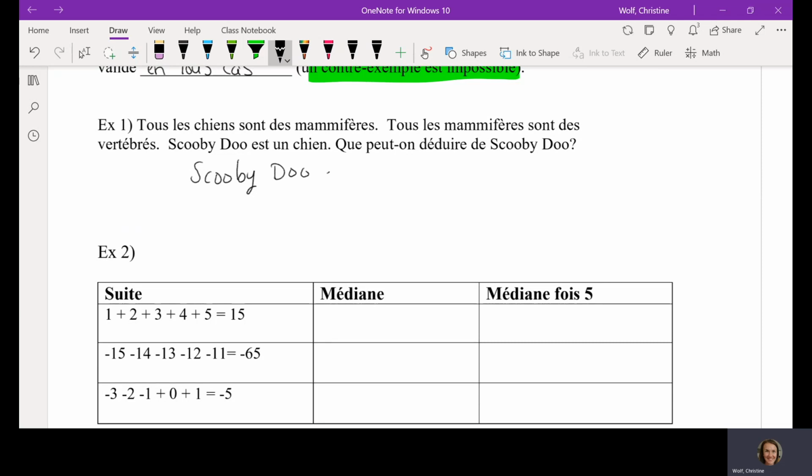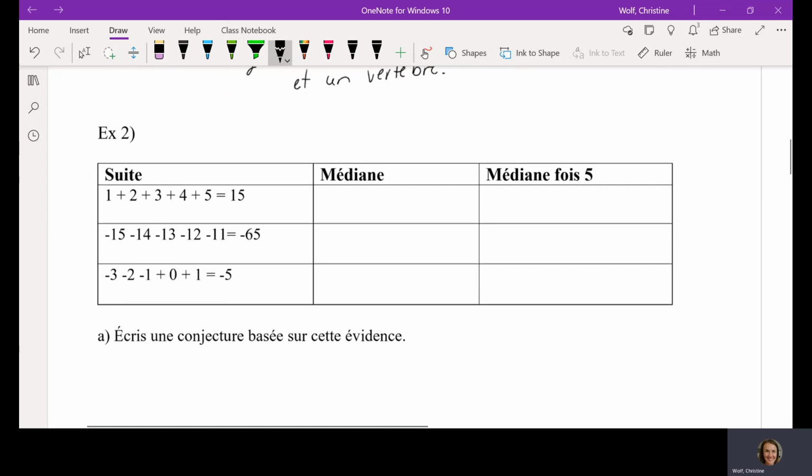Scooby-Doo est un mammifère et un vertébré. Okay, so if he's a dog and all dogs are mammals and all mammals are vertebrates, then aussi je sais que Scooby-Doo est un mammifère et vertébré aussi parce qu'il est un chien. Just kind of using logic to say, well, if that's true, then this must be true also.